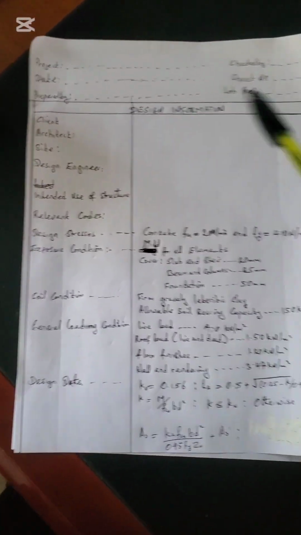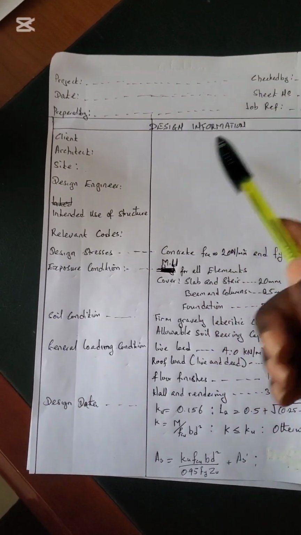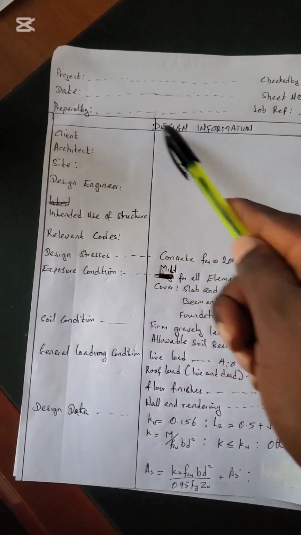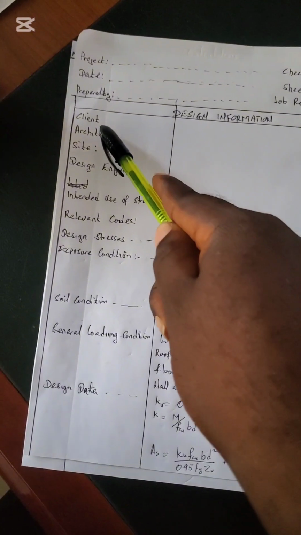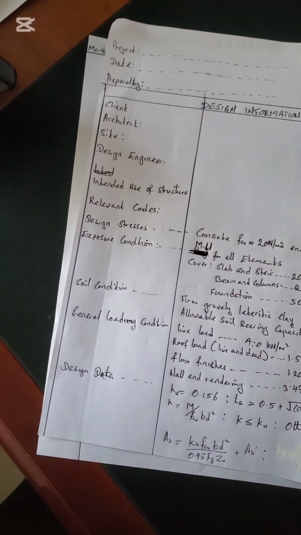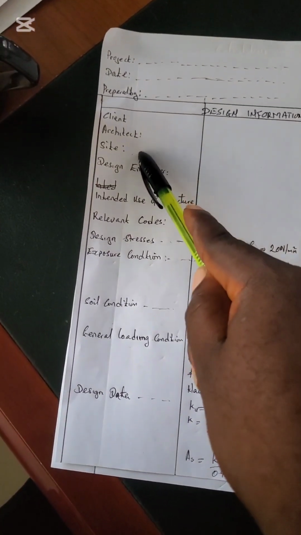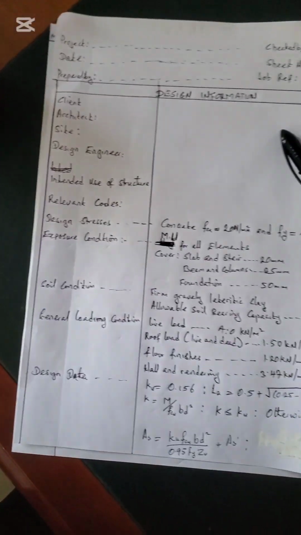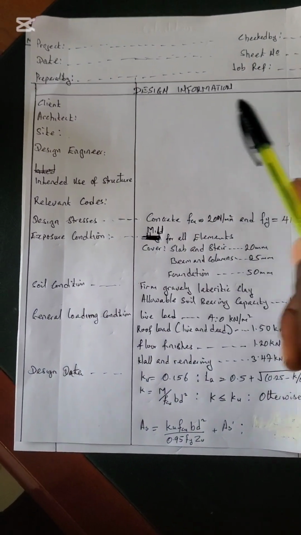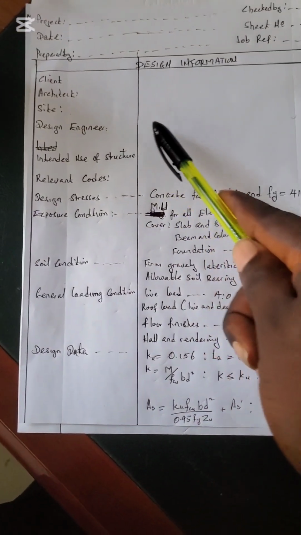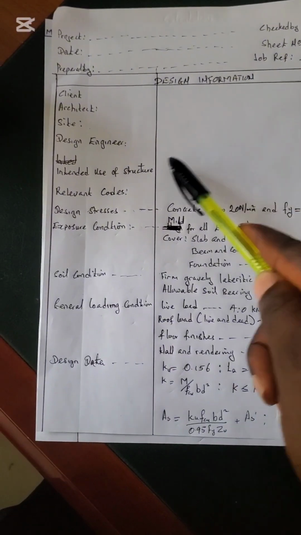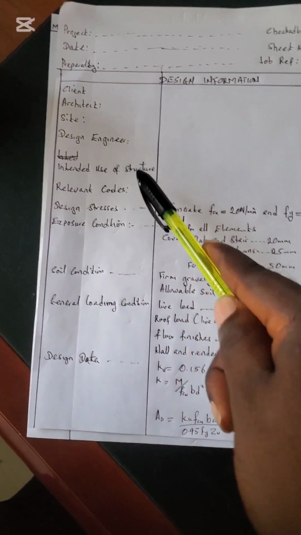Then we now go to the design information. We have the client, the name of the client, the architect, the name of the architect that designed it, then the site where the building is located. The address should be there. The design engineer, you are still the design engineer. Then intended use of structure.